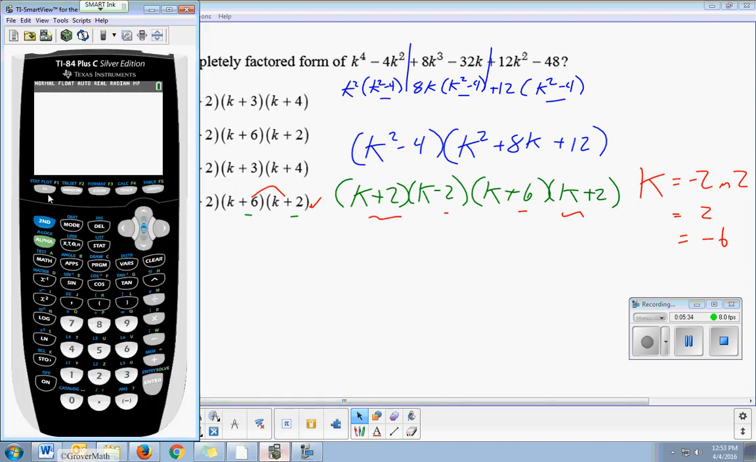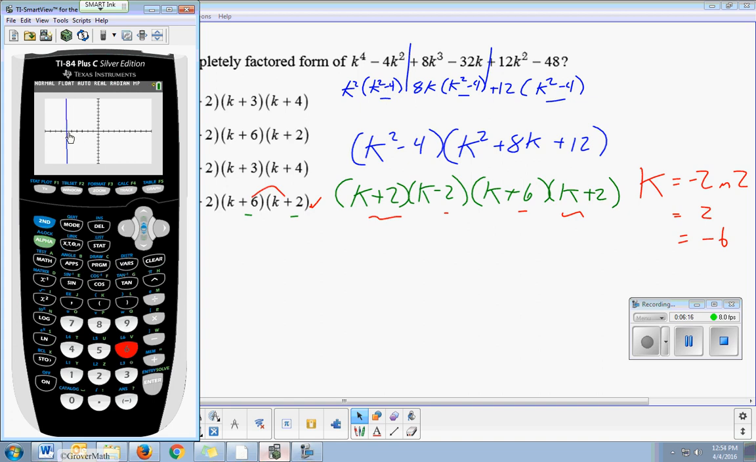One other option is the calculator option. What we can do is type in this ridiculous equation in our y equals. We're going to have to use x instead of k's, it's okay. x to the fourth minus 4x squared plus 8x cubed minus 32x plus 12x squared minus 48. And I'm just going to check this 1, 2, 3, 4, 5, 6 terms. And then let's take a look at Zoom 6, our standard graph, and see what happens here.